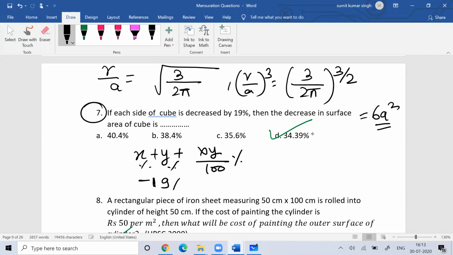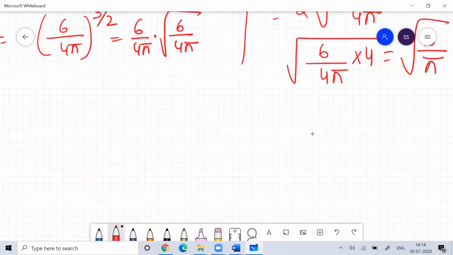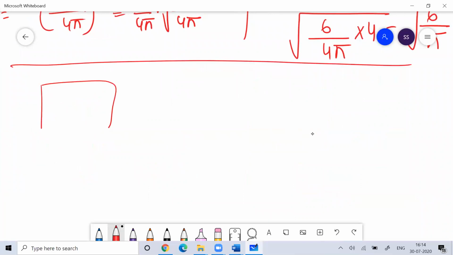This is the formula for successive percentage change. So here, decrease by 19: minus 19 minus 19 plus 19 square, 361 by 100%. You will get minus 38 plus 3.61%. So if you do, you'll get minus 34.39%. If you do not understand this, no problem. You can assume some number. Suppose I assume that the edge is 100 or 1. Suppose the edge of the cube is 1.